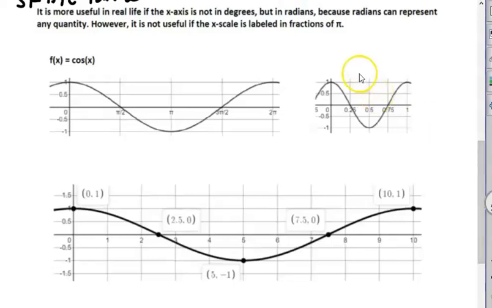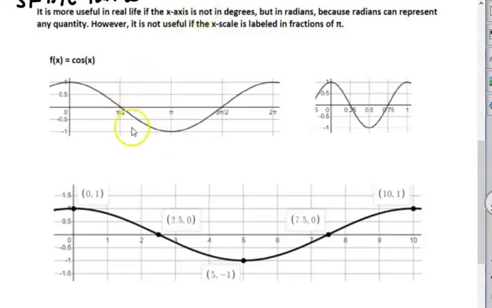Now let's talk about how we deal with radians on the x-axis. We've been doing degrees, because degrees are kind of easier to start out with, but it's a lot more useful to use radians when we're dealing with sinusoidal functions, because radians, unlike degrees, can represent any quantity on the x-axis. They can represent time or distance. So they're very much more useful than degrees.